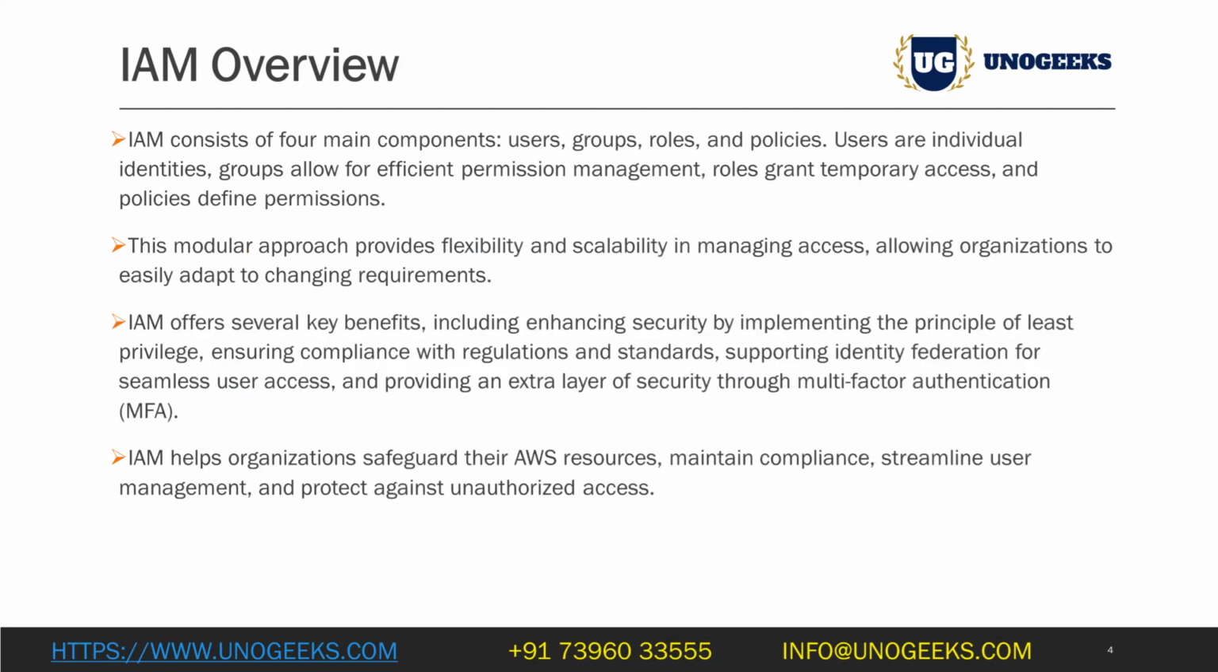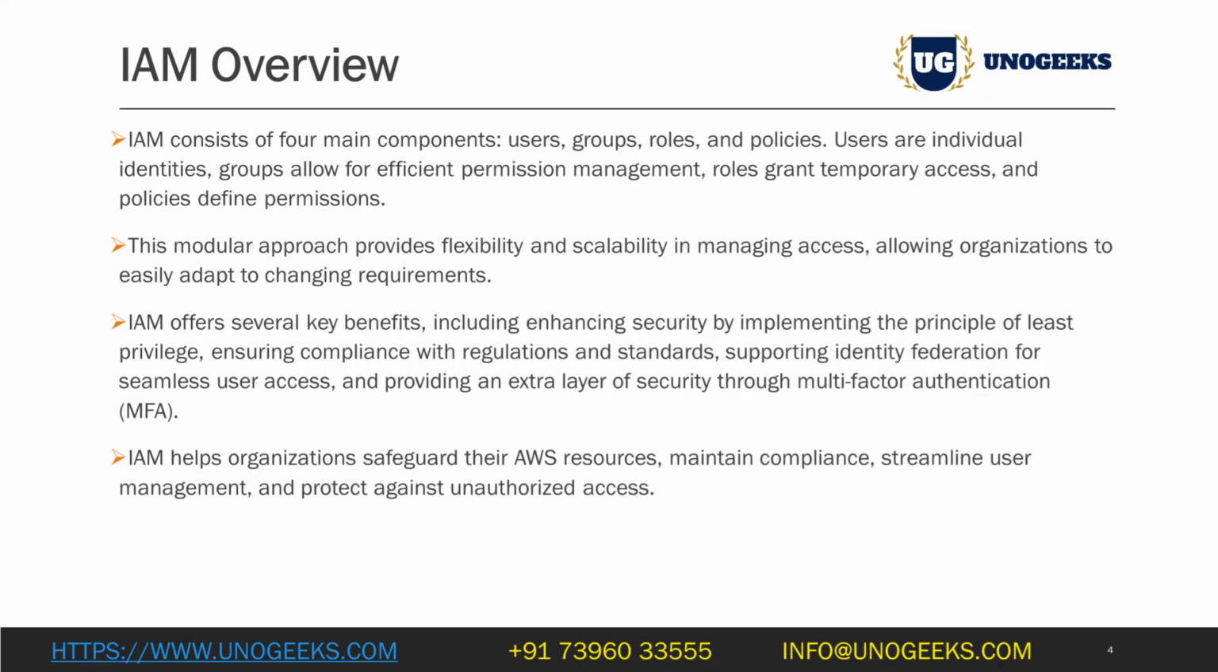So IAM consists of four main components: users, groups, roles, and policies. If someone asks how you are going to manage your AWS account, then we are using IAM users, groups, roles, and policies. Users are individual entities. Groups allow for efficient permission management, roles grant temporary access, and policies define permissions. This modular approach provides flexibility and scalability for managing access, allowing an organization to easily adapt to changing requirements.